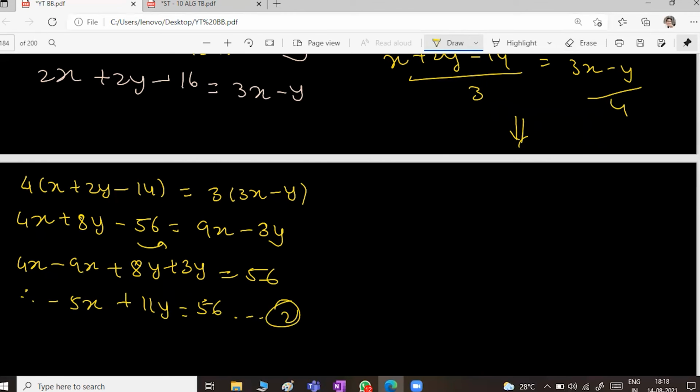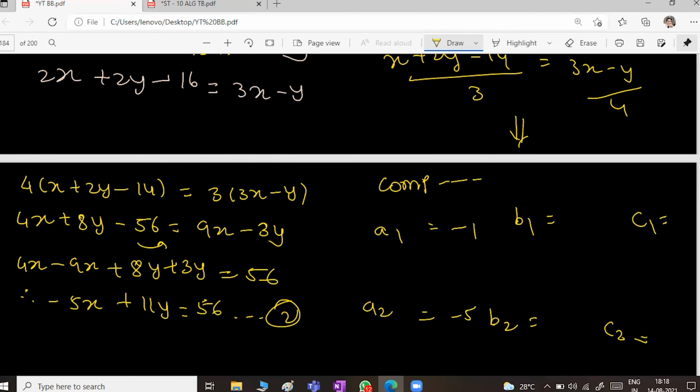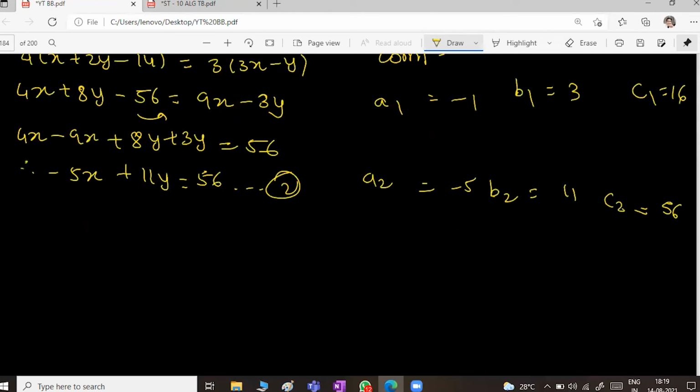दो equation मिल गया. Comparing with a1, a2, b1, b2, c1, c2. Tell me, come on. So here it's going to be minus 1, minus 5, 3, 11, 16, 56. ठीक है. Let's go ahead.